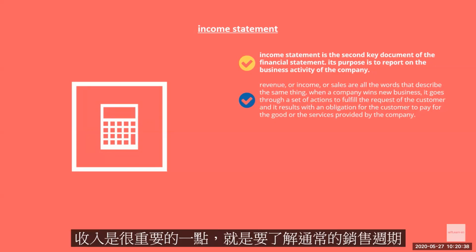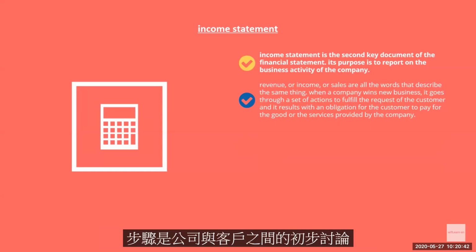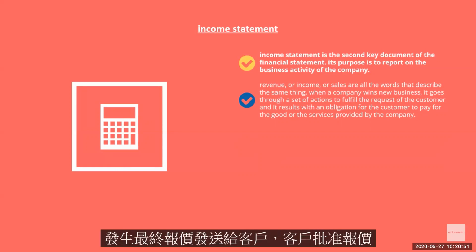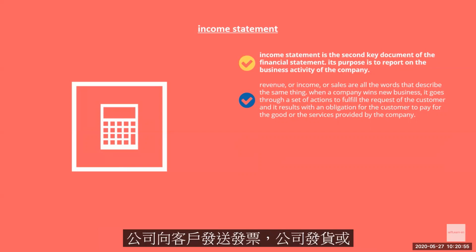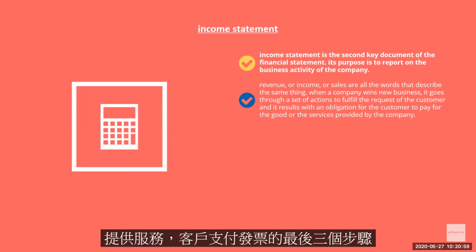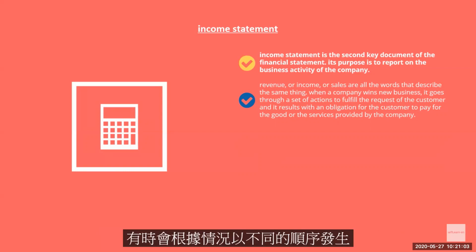To understand what exactly revenue is, it is important to understand the complete cycle of a sale. The usual steps are an initial discussion between the company and the customer. The company issues a quote to the customer with the price requested to render the service or provide the good. Negotiation between the customer and the company happens. The final quote is sent, the customer approves the quote, the company sends an invoice, the company ships goods or renders a service, and the customer pays the invoice. The last three steps sometimes happen in a different order, depending on the situation.